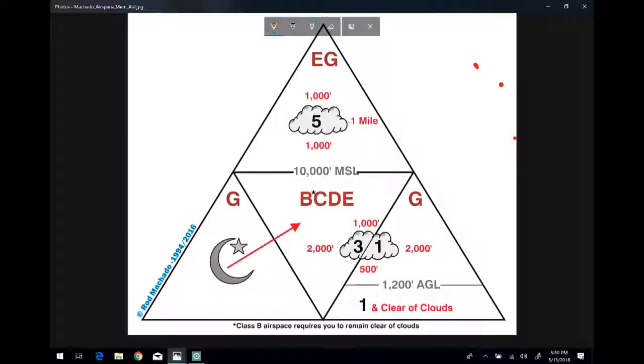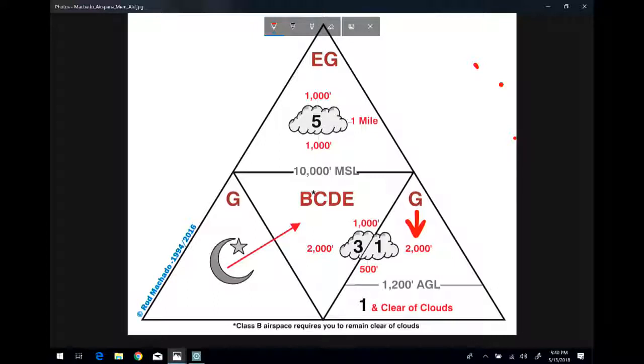Then, during the day, if you are below 1,200 feet AGL in Class Golf, your visibility goes down to 1 statute mile visibility and clear of clouds, COC. That stands for clear of clouds. All right? So you can actually get closer to a cloud, but you cannot go into one.